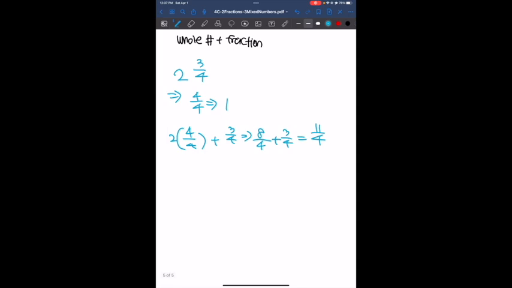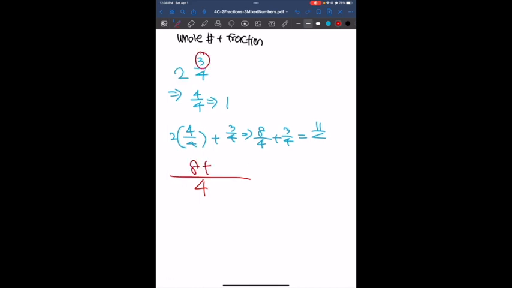And so an easy way to convert a mixed number into an improper fraction, because sometimes it's easier to work with improper fractions when we add or subtract, is you multiply. So now that you've understood how to convert, what you do is you leave the denominator, and then you multiply the whole number by the denominator. So that's going to be 2 times 4, which is 8. And then you add the original numerator, and so that's going to give you your improper fraction.